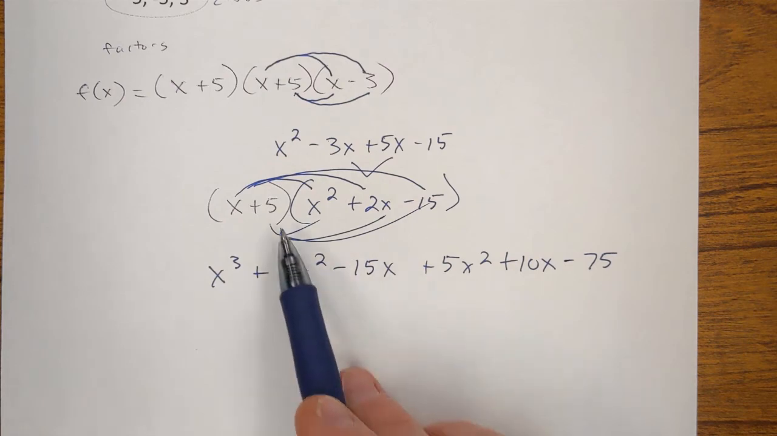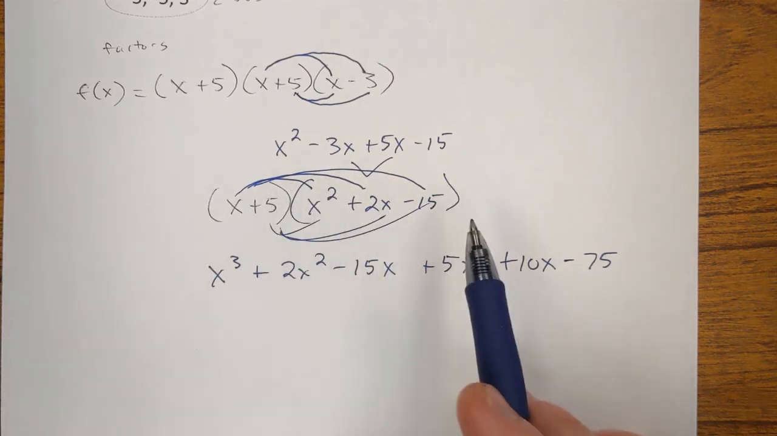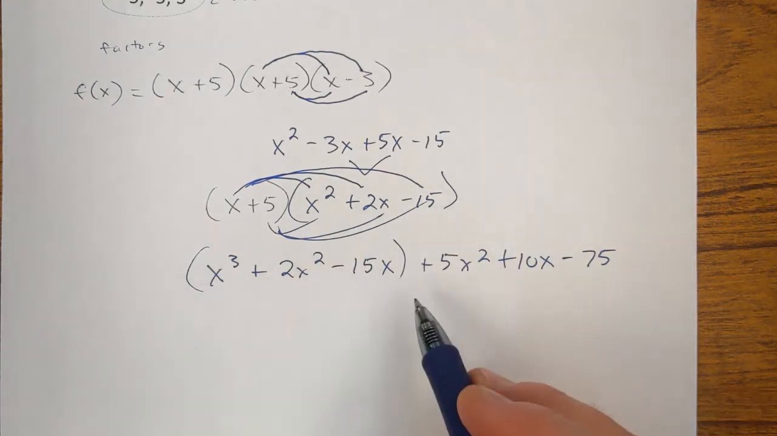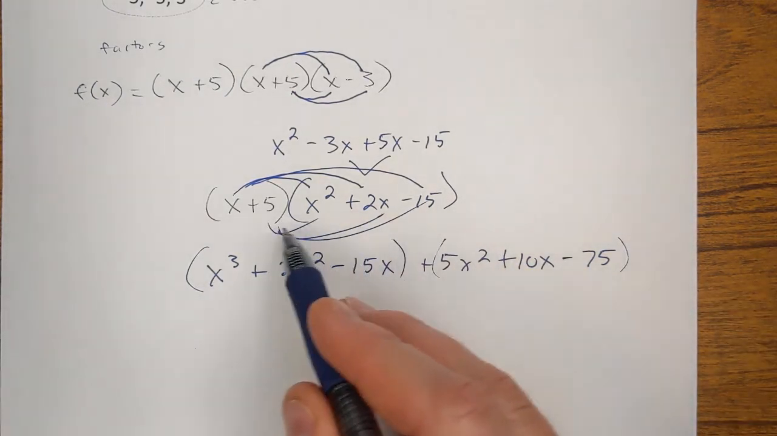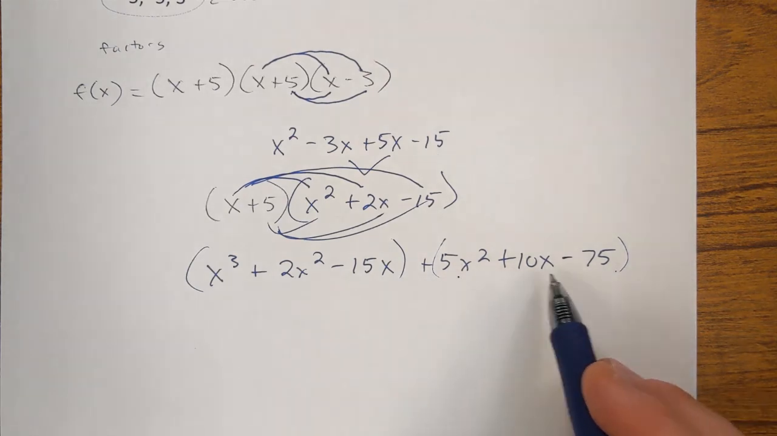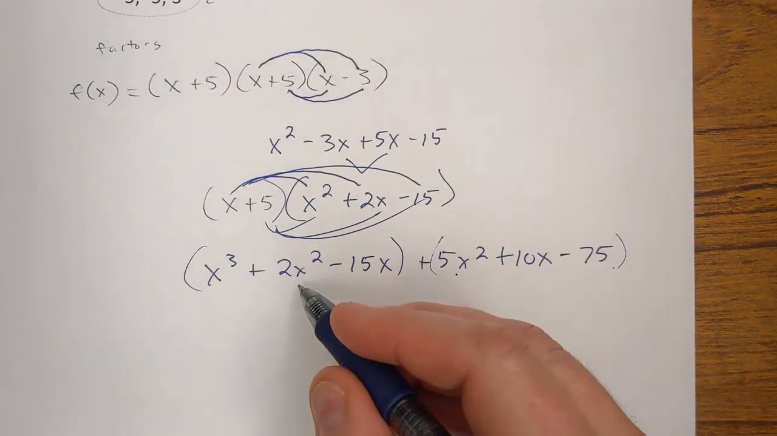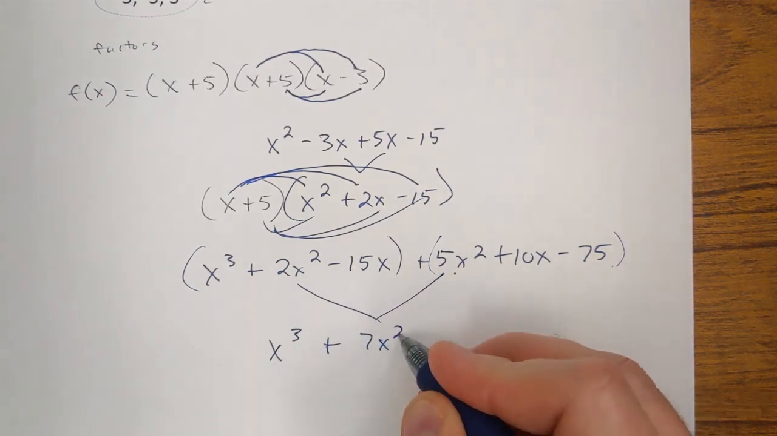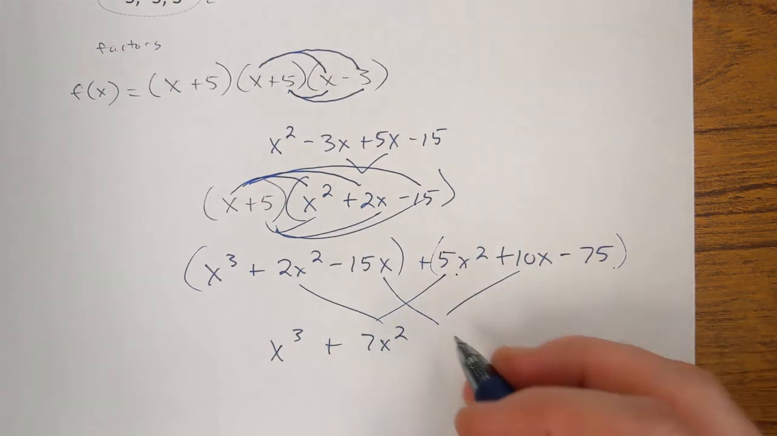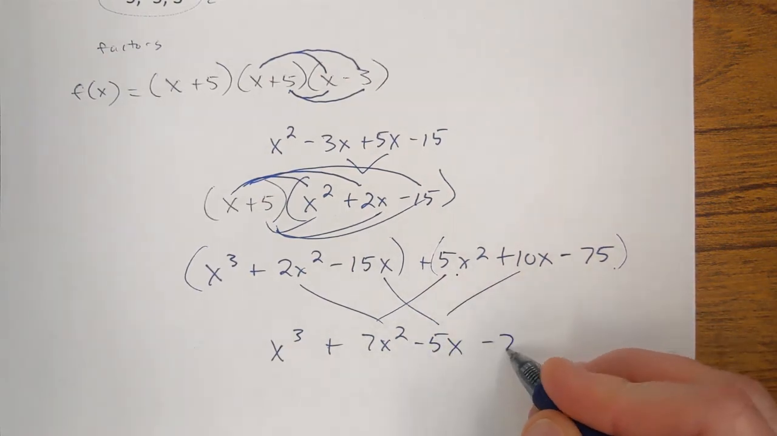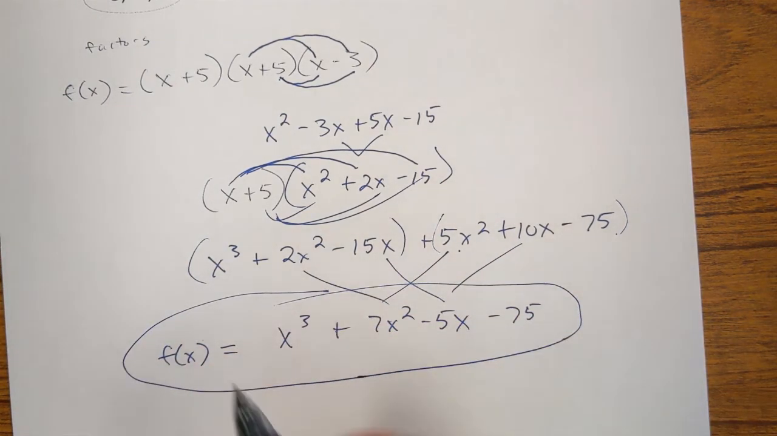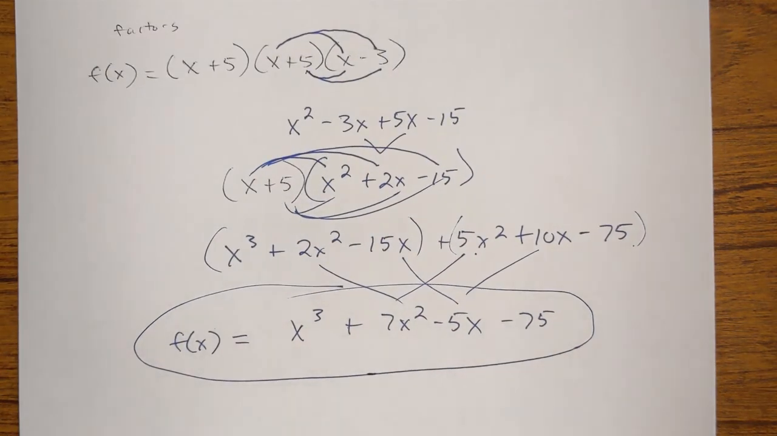When we multiply these by each other, we start by distributing the x. That's these 3 answers right here. We multiply all these by x, so we got this. Then we distribute the 5, and we get these 3 answers when we multiply all of these by 5. The things that we can combine are the 2x squared and the 5x squared, which make 7x squared. The 15x plus the 10x makes negative 5x. And so the final answer is right here. Let's plug this into Desmos and check and see how it worked out.